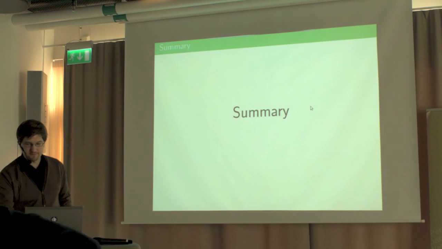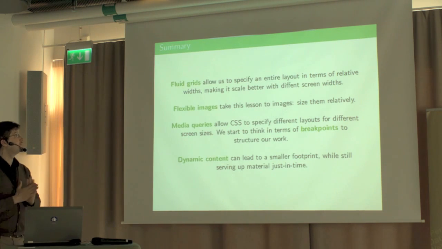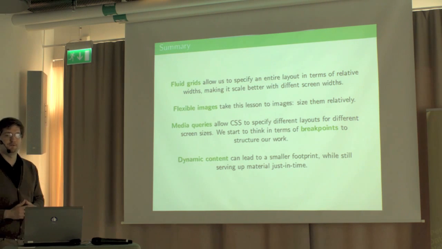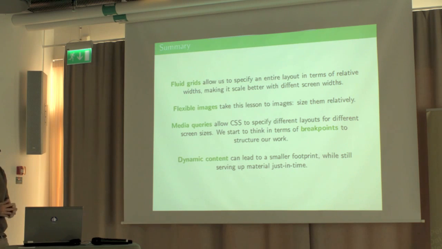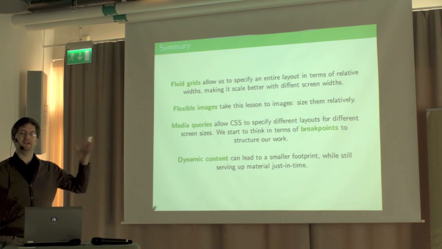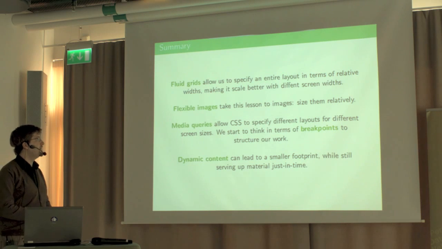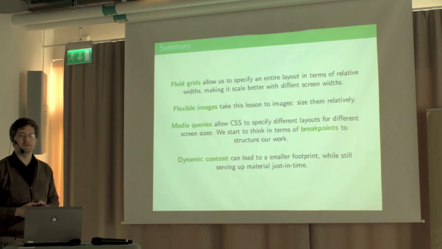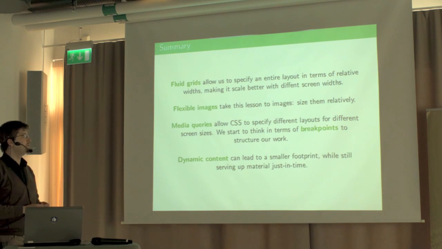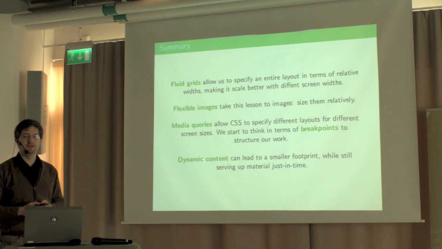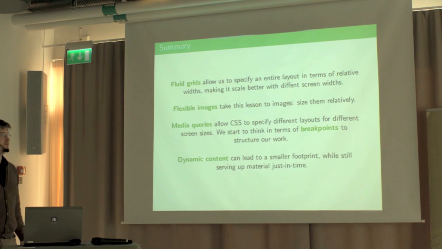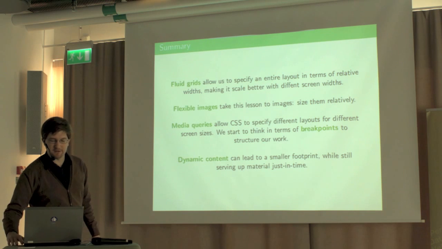So just to summarize here, we have fluid grids to allow us to do an entire layout fluidly and depending on the width. So with a fluid grid, we scale up and down with the size, and we are able to manage that. Flexible images takes the same lesson that we want to sometimes show our images with small widths and sometimes with large widths. Basically it makes the image follow up and down relatively. Sometimes we need to load in larger images, and then there are various hacks for that. Media queries come in here and save the day.